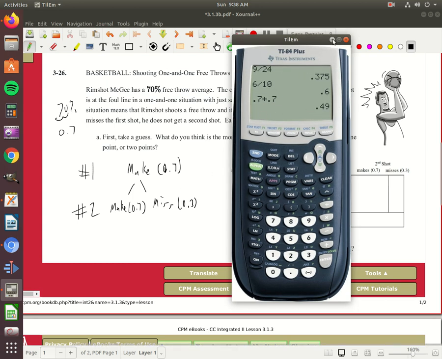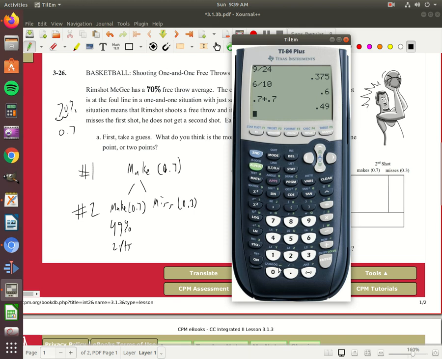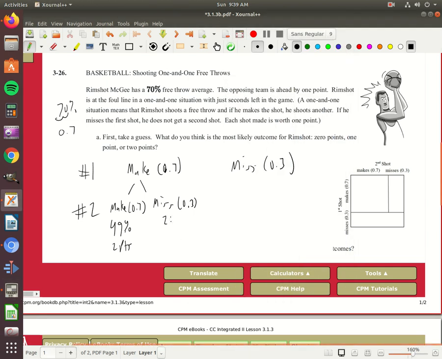So there's a 0.49, or 49%, chance that he'll make both and get 2 points. There is a 0.7 times 0.3, which is again 21%, but I'll just show you what it looks like on the calculator. There's a 21%, 0.21, move it twice, 21% chance that he'll get 1 point, because again, he gets 1 point for a make and then a miss.